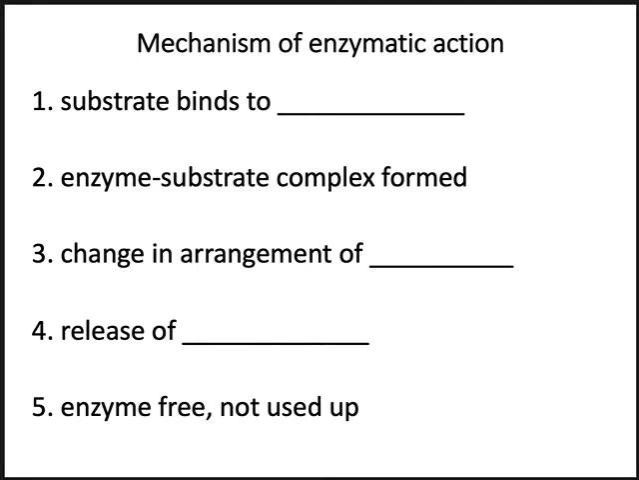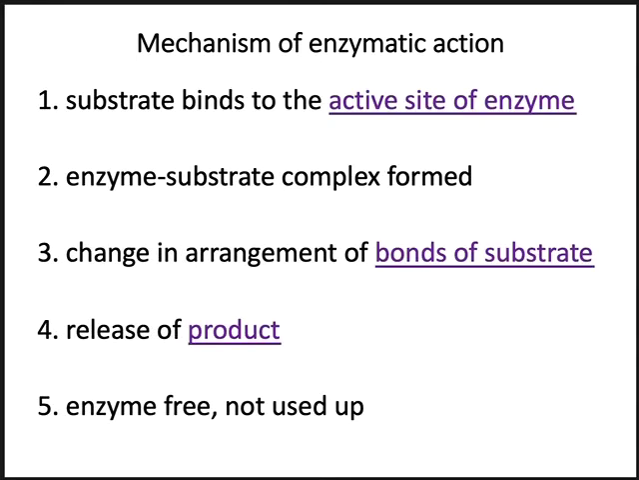What did you put? The substrate binds to the active site of the enzyme, and that forms the enzyme substrate complex. Good. And when the enzyme substrate complex is formed, then the enzyme's going to change the arrangement of bonds in the substrate. So it's going to break or make bonds, and that gives you a new product, right? So you get the release of product, and the enzyme will then be free and ready to do it all over again. So here are the answers.